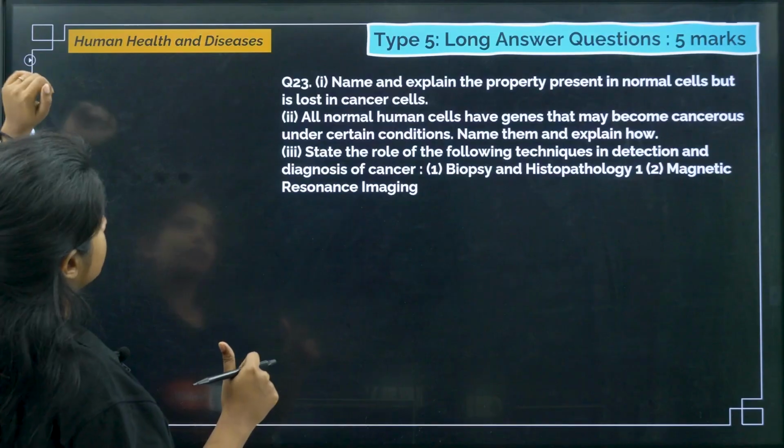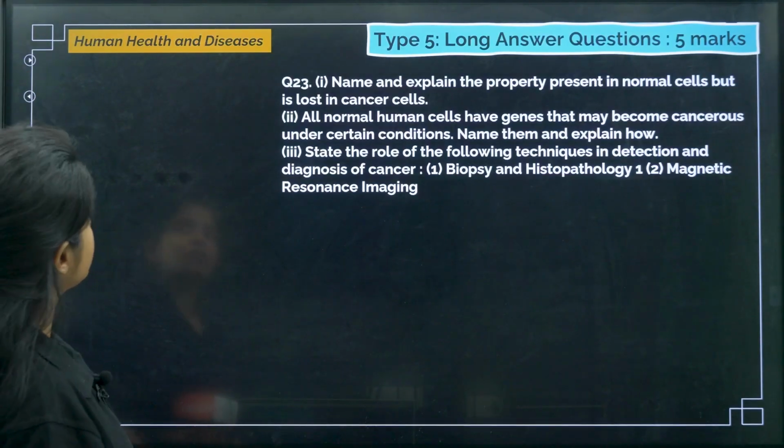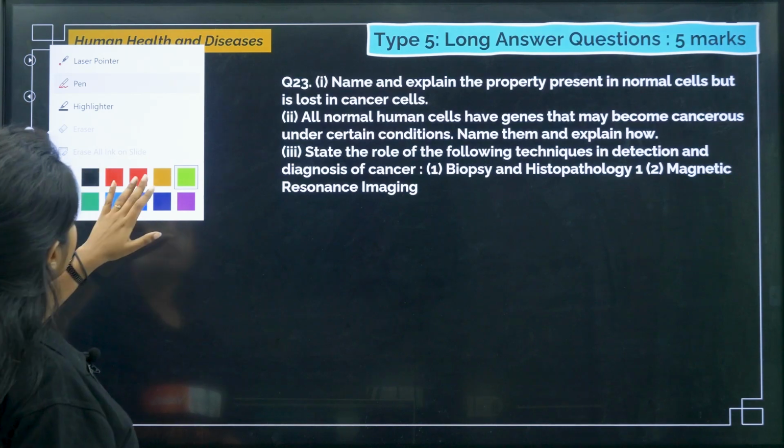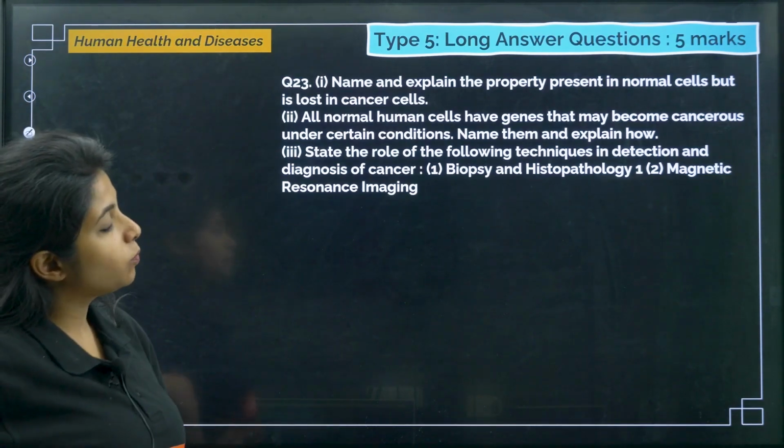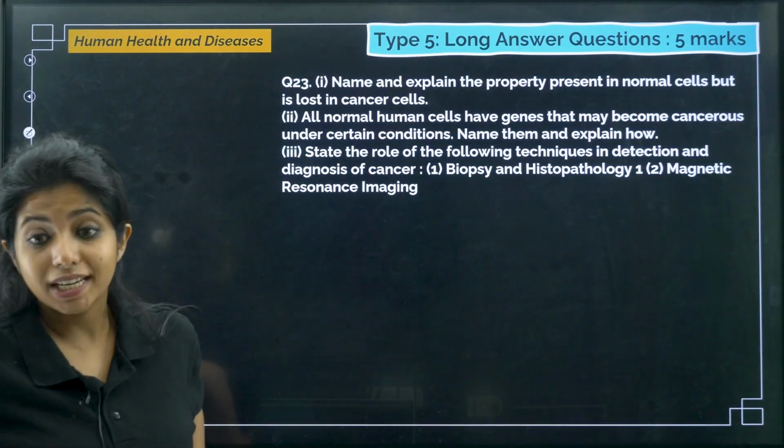Going ahead, the next question, 23rd question, and then we have 3 more children over here. Name and explain the property present in normal cells but lost in cancer cells.